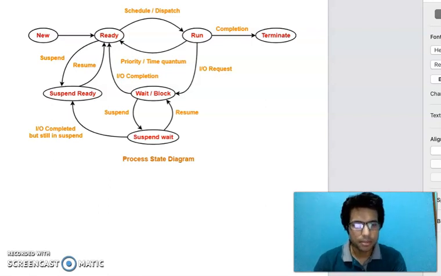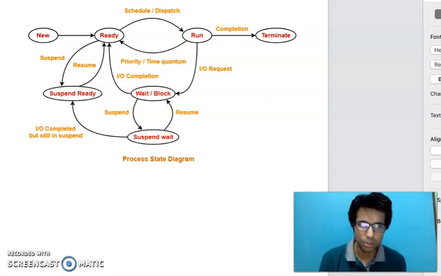Then the next state is the running state. In the running state, the process is chosen by the CPU for execution and the instructions within the process are executed by any one of the available CPU cores. It means the CPU is now allocated to the process.